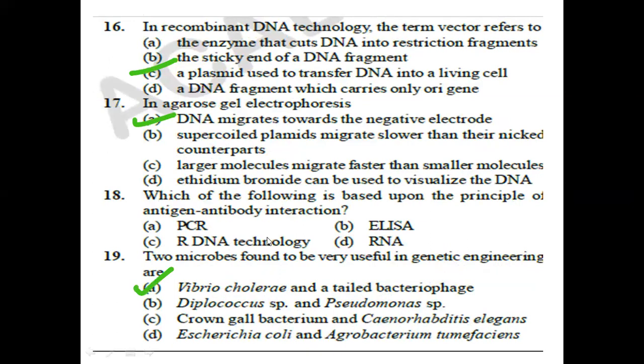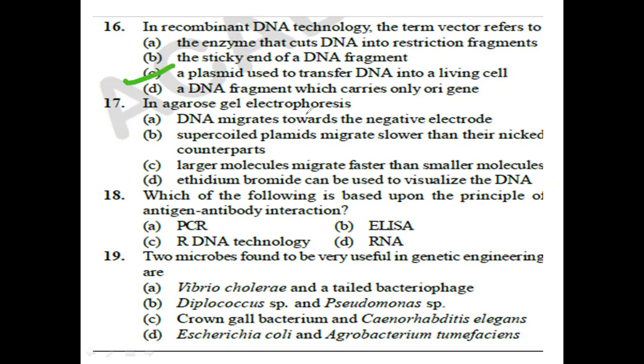In recombinant DNA technology, the term vector refers to an enzyme that cuts the DNA into restriction fragments, the sticky ends of DNA fragments, a plasmid used to transfer DNA into a living cell, or a DNA fragment which carries only ORI. Option C, a plasmid that is used to transfer DNA into a living cell.